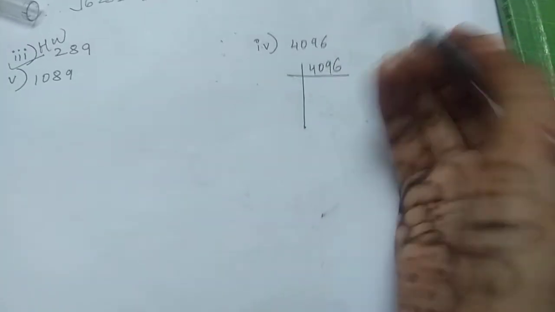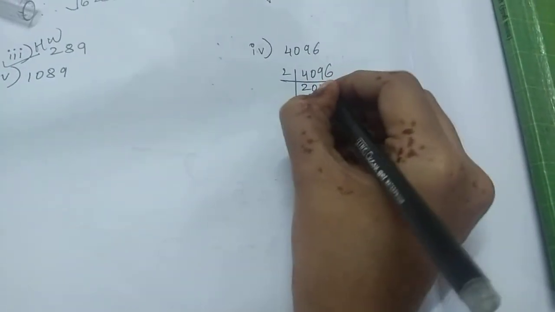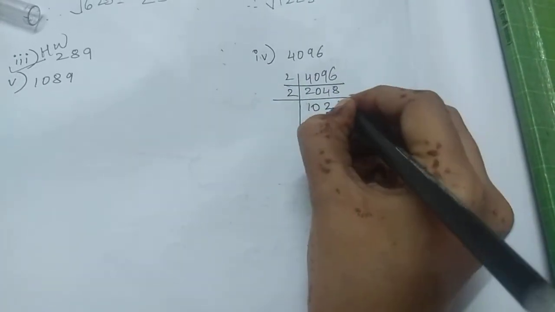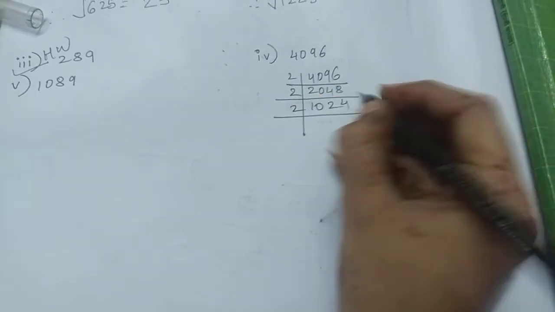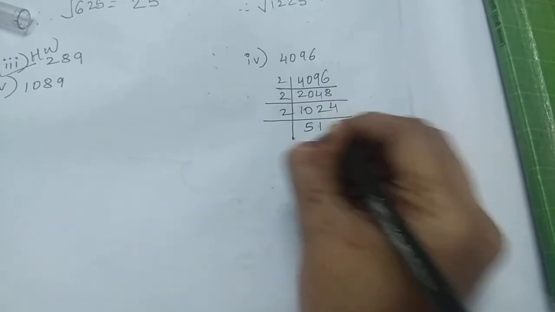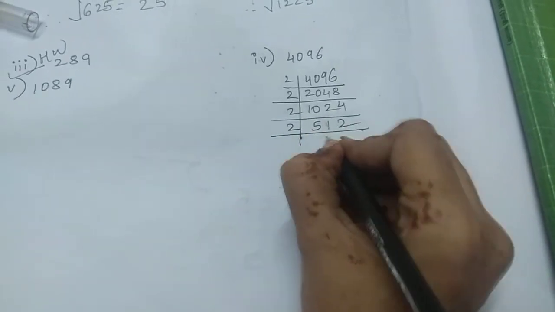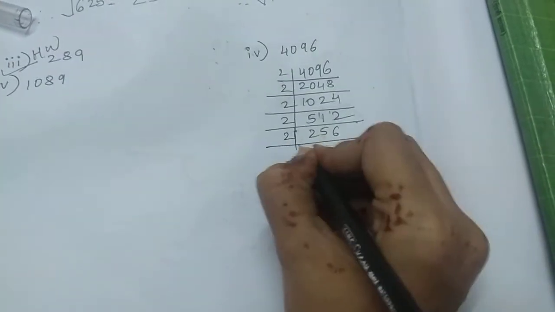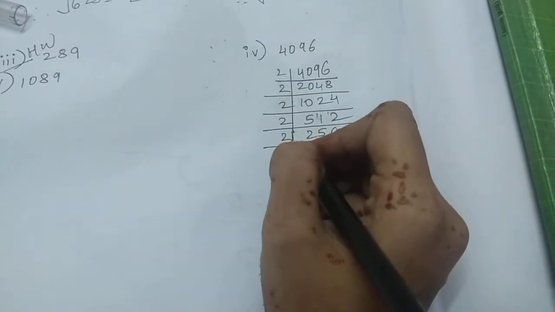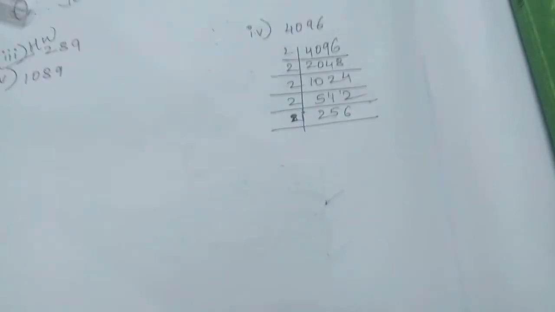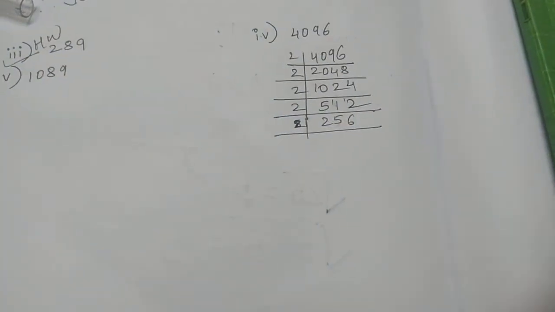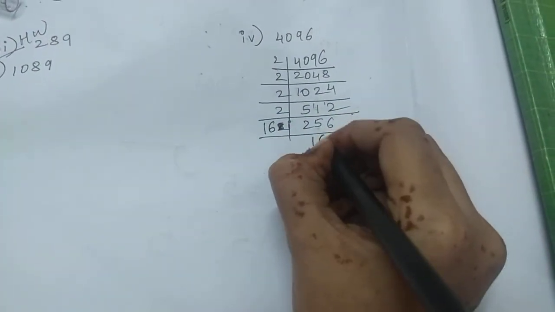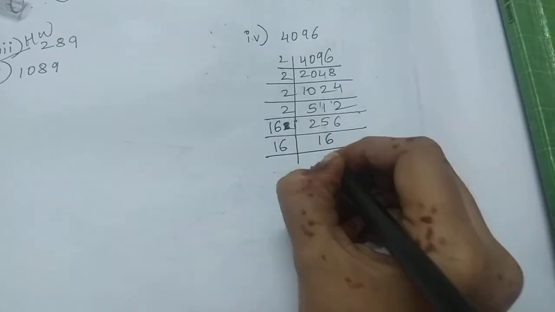Now since it's an even number, we'll start with 2. 2 2s are, 2 4s are 8, 2 8s are 16. Again 2 1s are 2, 2 2s are 4, 2 4s are 8. Again from 2. Again with 2, 2 2s are 4, 2 5s are 10, 2 6s are 12. Now 256. We know that 256 is the square of 16. So directly we can write here 16.